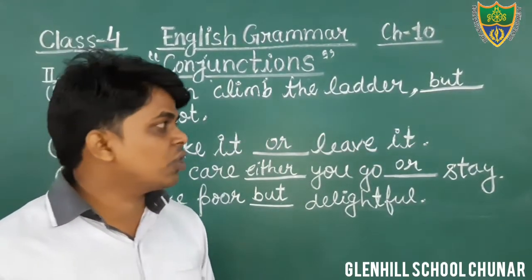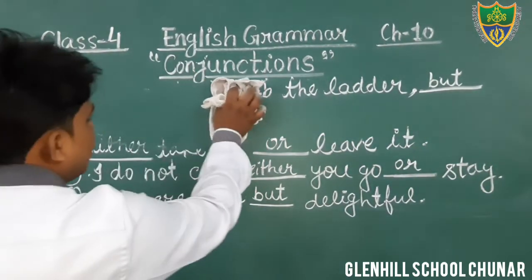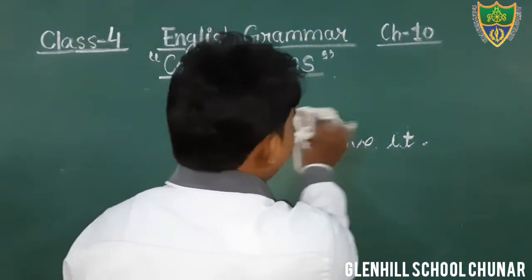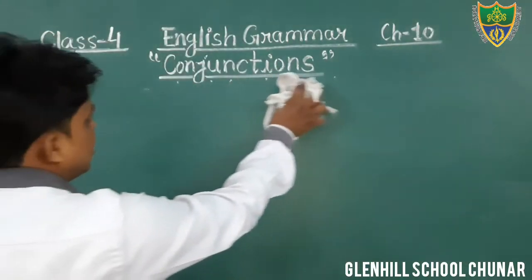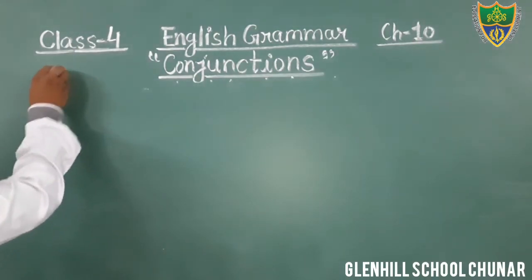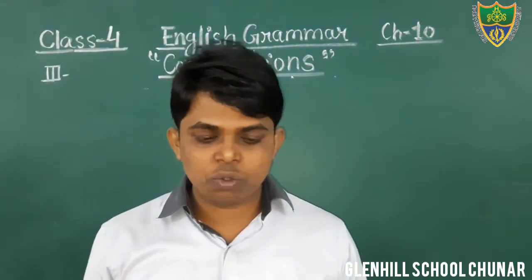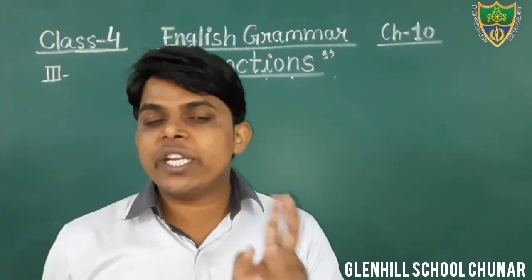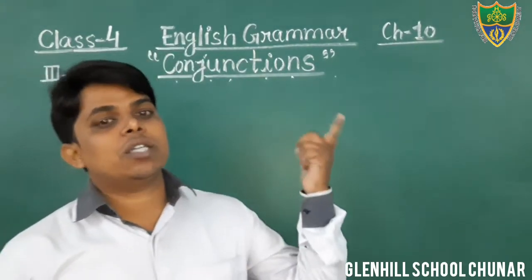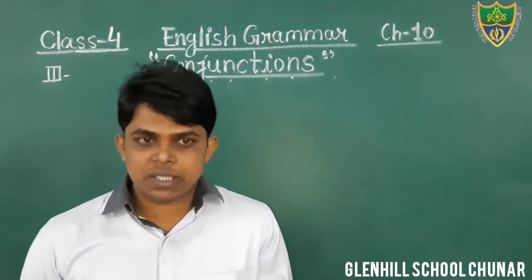Okay, come to the next question, exercise number 3. Just see students, it is given on the same page. At the same page we will discuss that exercise. Just see students, what is there in this exercise number 3? Join the following pairs of sentences with suitable conjunctions. Dear students, there are 2 sentences given. You have to make a single sentence using a conjunction. You have to use the conjunction to join 2 sentences.